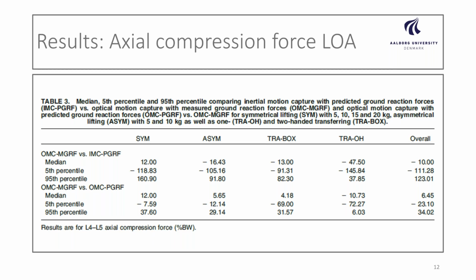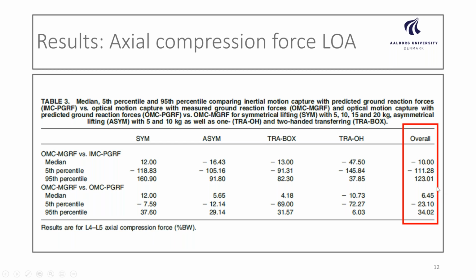And overall, I would like to highlight the overall findings. So when we combine symmetric, asymmetric, and transferring in one category, we can see the inertial motion capture model underestimates the axial compression forces by minus 10 percent of body weight, while the optical motion capture model with predicted ground reaction forces overestimates the axial compression forces by 6.45 percent of body weight compared to the silver standard with measured ground reaction forces.